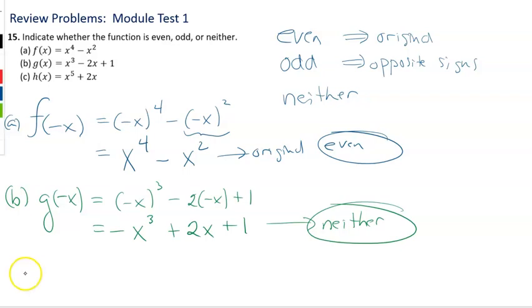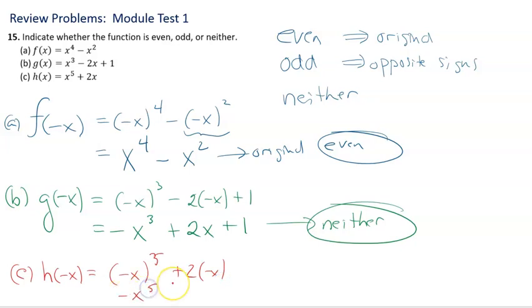All right, let's try example C. Now, I'm going to calculate h of negative x. So that's negative x to the 5th plus 2 times negative x. When I simplify that, that gives me negative x to the 5th without parentheses. Why? Because when I raise a negative to an odd power, then it's a negative value. So I write that without the parentheses.